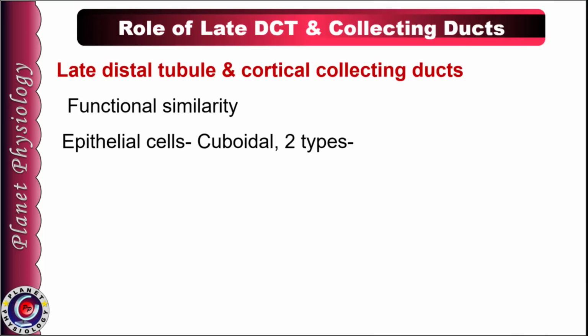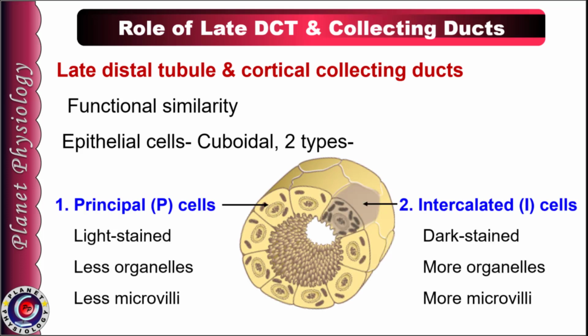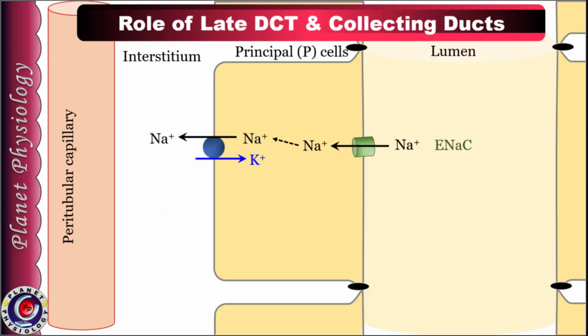The late distal tubule has functional similarity with that of the collecting ducts. Hence, we shall consider both these segments together. The epithelium lining this segment is cuboidal and the cells are of two types: light staining principal cells or P cells and dark staining intercalated or I cells. Principal cells predominate and possess fewer cell organelles and occasional microvilli, but intercalated cells possess more microvilli and cell organelles. P cells, that is the principal cells, are involved in sodium reabsorption and vasopressin stimulated water reabsorption.